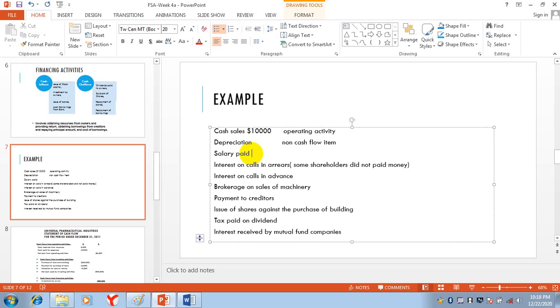Salary paid. When you are paying salaries to the employees, that will be our operating activity.